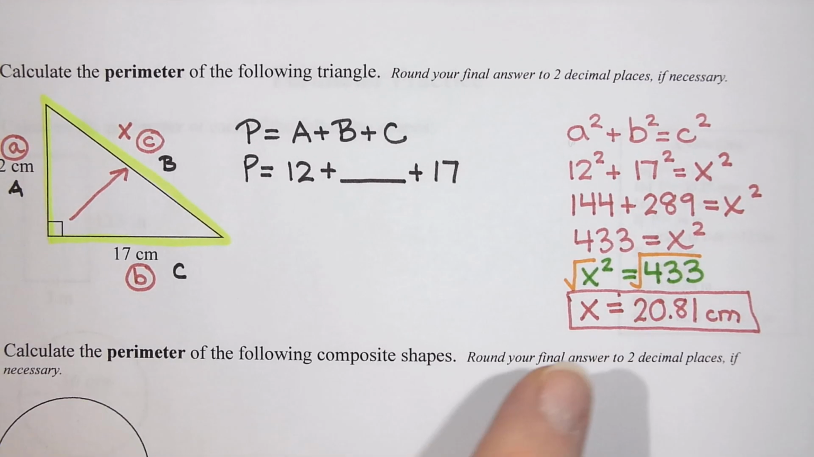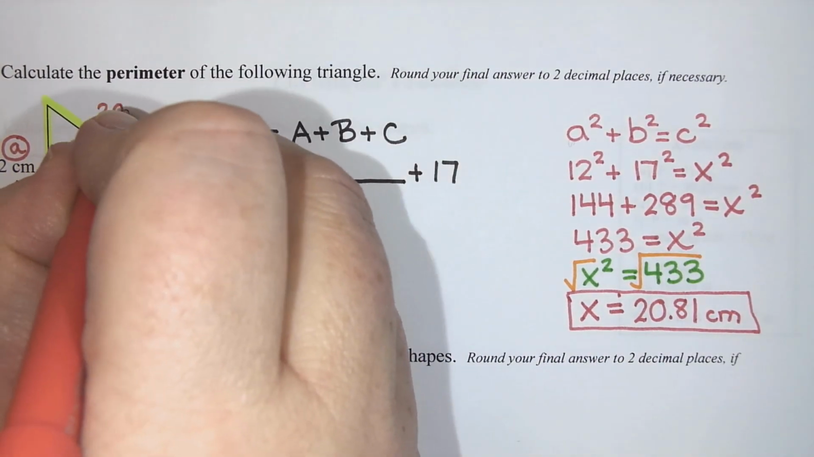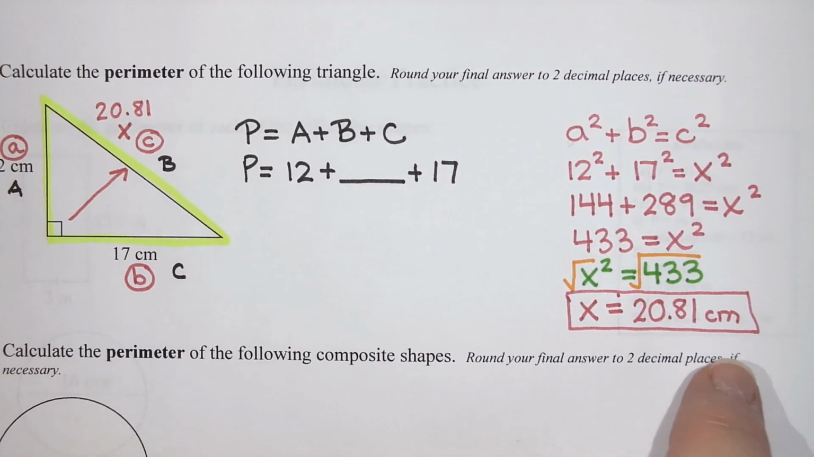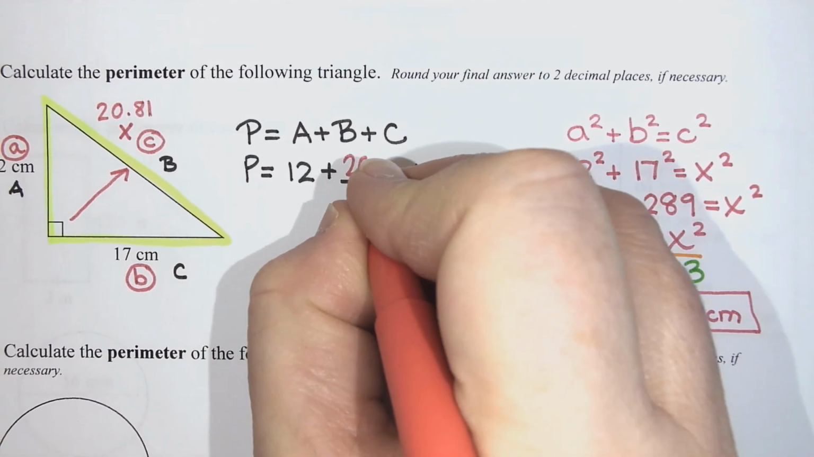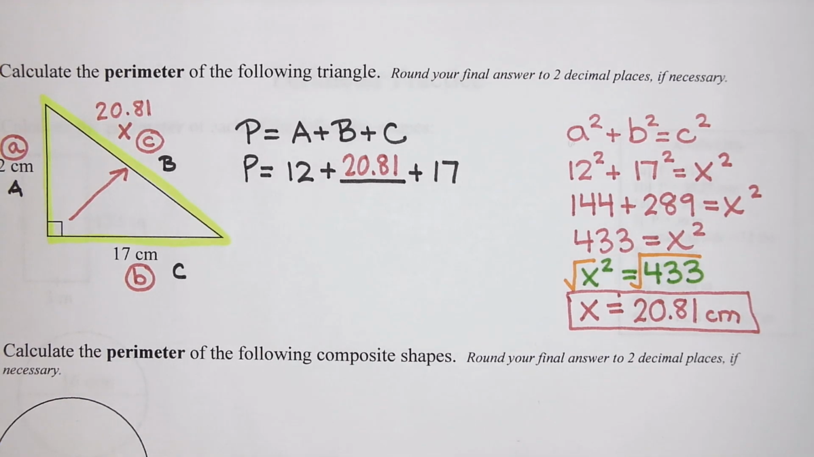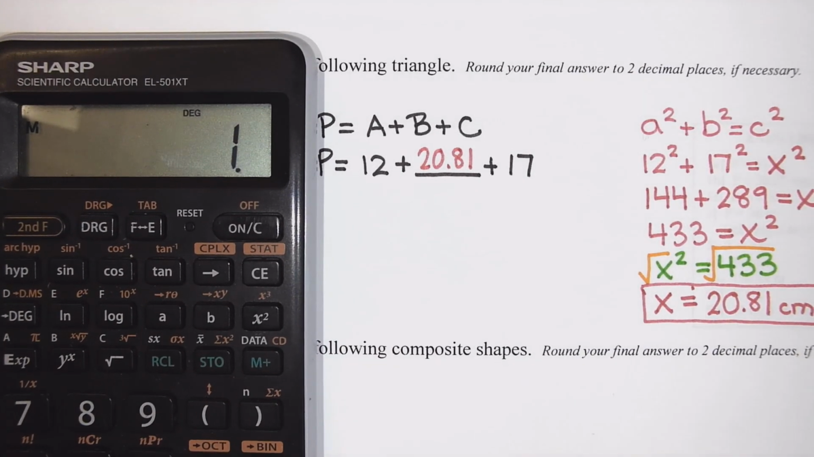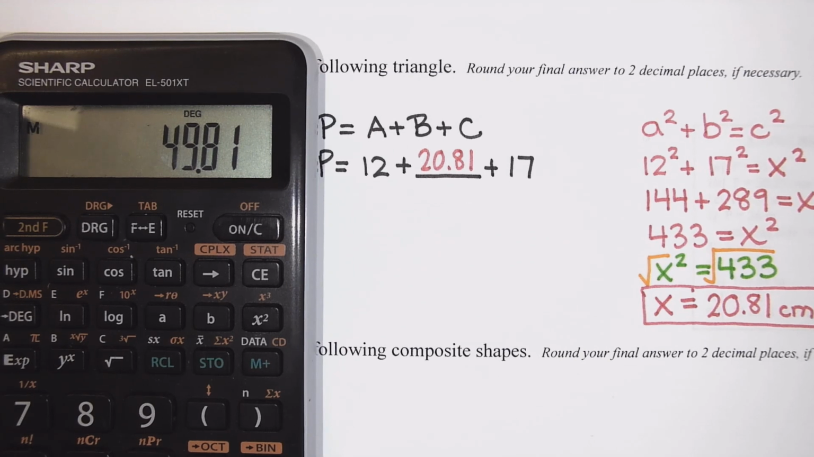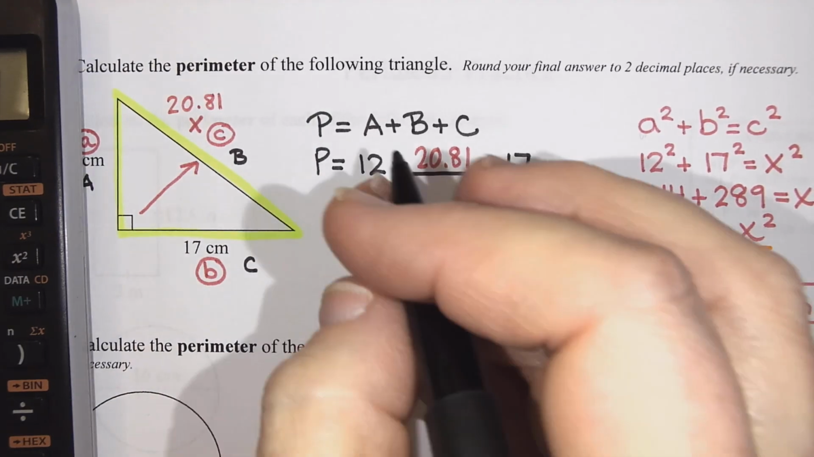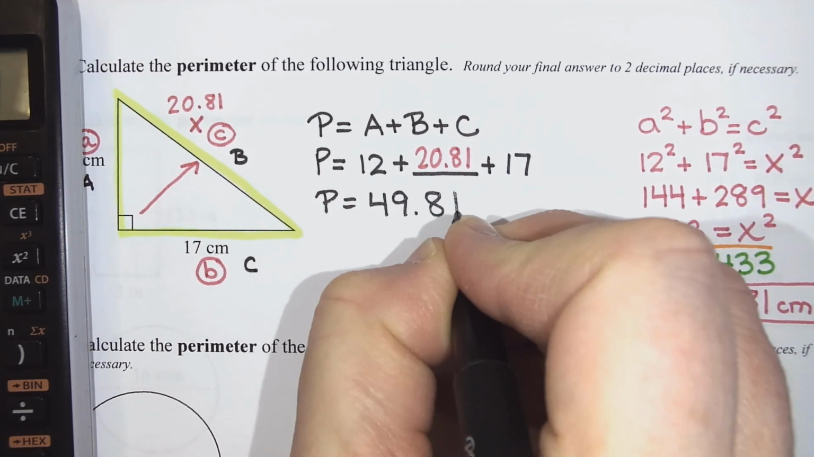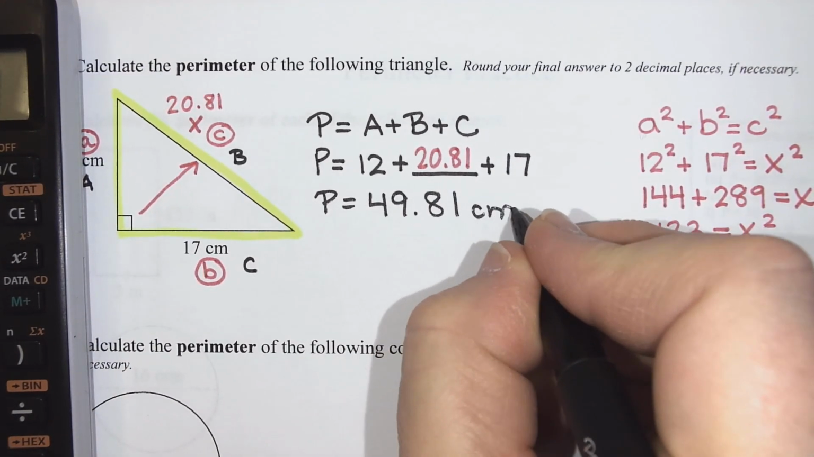Okay, so now that I know that my missing side is 20.81, I can go ahead and try to finish off my perimeter calculation by putting 20.81 in for the number that we were missing, and then adding those 3 numbers together. So 12 plus 20.81 plus 17 equals 49.81. So my perimeter is 49.81 centimeters. All of my sides were in centimeters.